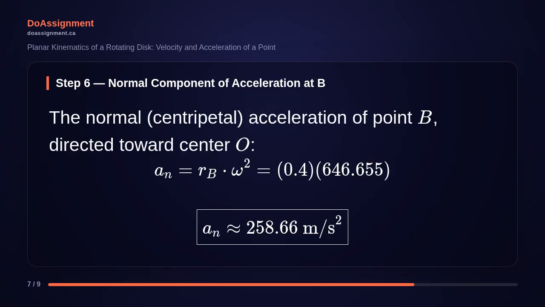The normal or centripetal acceleration equals the radius times omega squared. Substituting 0.4 times 646.655 gives approximately 258.66 meters per second squared, directed toward the center of the disk.